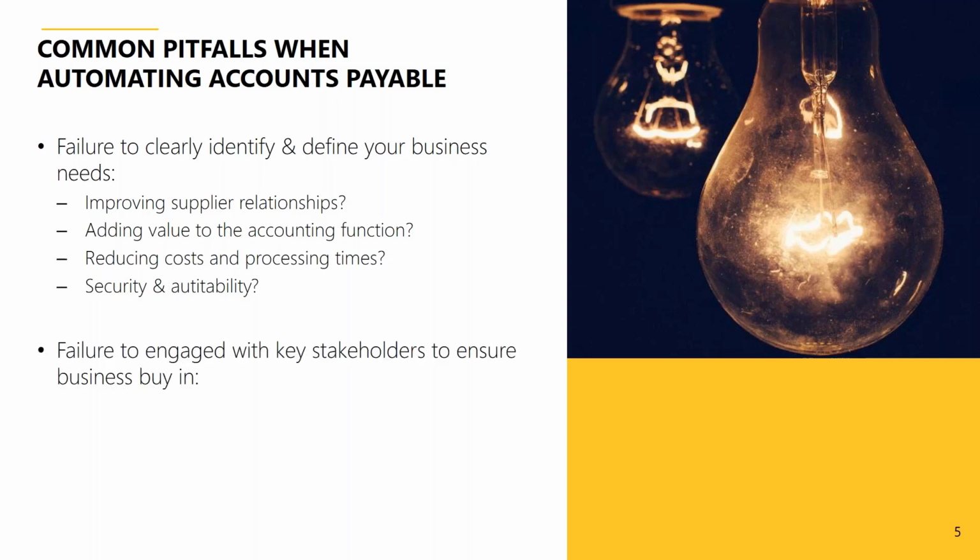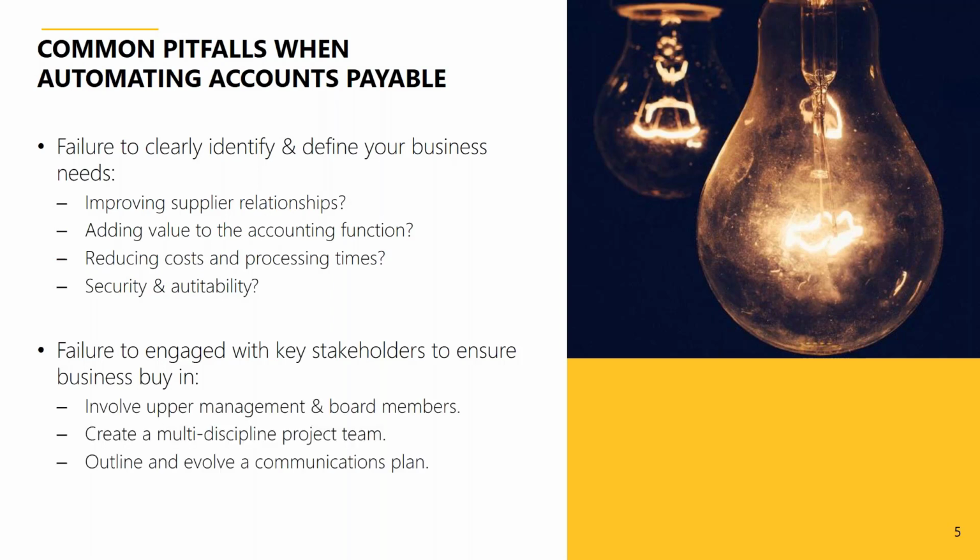Another point that we would like to highlight, and I've alluded to it already, is a failure to engage with key stakeholders around the business. Involve upper management and board members from as early a stage as you can, letting them know what is trying to be achieved, and create a multidisciplined project team. As I said a few moments ago, automation is no longer just the domain of accounts payable. This impacts procurement, it impacts management, and having people from across the board involved in the project, again from an early stage, is invaluable.